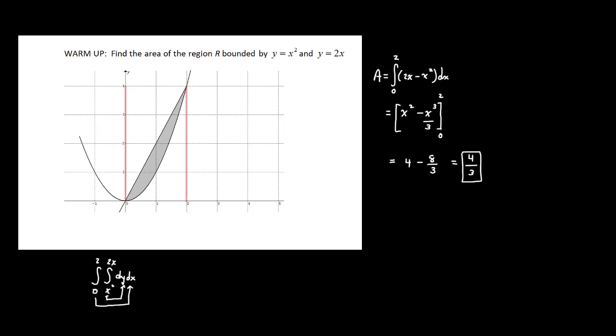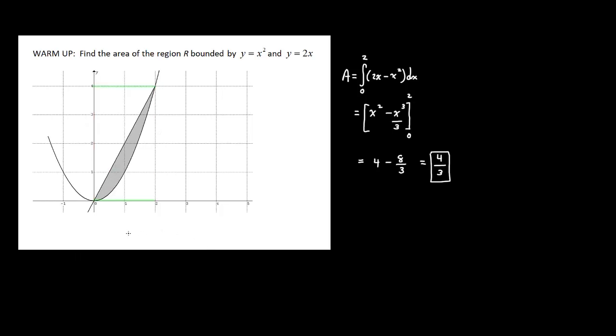And just for some terminology, the fact that the lower bound of y is always x squared and the upper bound of y is always 2x, and that's going to be true throughout the entire region, we call this a type 1 region. So type 1, if you think of it in terms of rectangles, says the top of the rectangle is always the one curve and the bottom of the rectangle is always the same bottom curve.